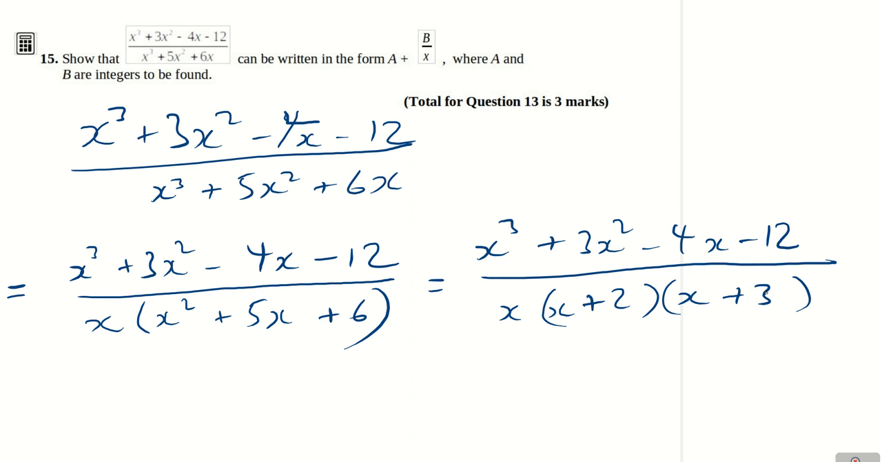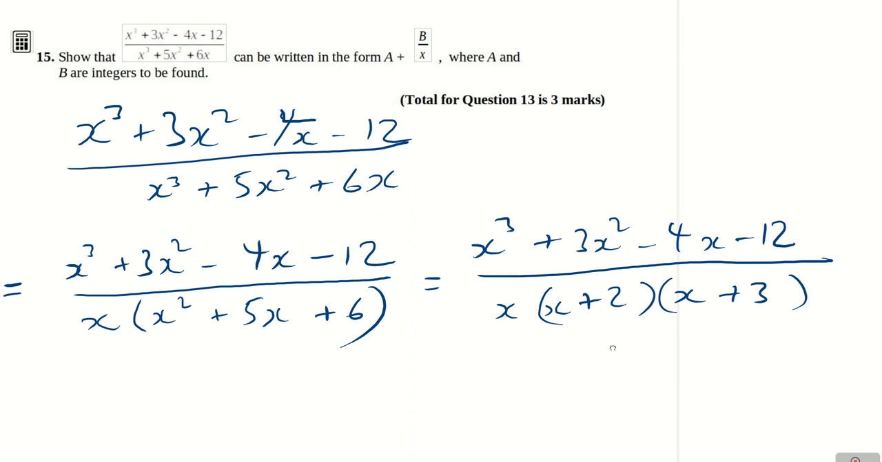However, the numerator is a bit of a problem because there doesn't appear to be anything that individually goes into all of those terms, because we haven't got an x with the 12, it's just minus 12. So we can't simply take an x out as we did on the bottom. And because it's a cubic, we can't just go straight in and try and factorise it like we did with our quadratic factor on the bottom. So this is quite tricky.